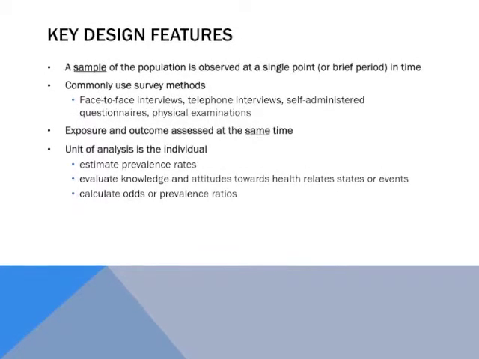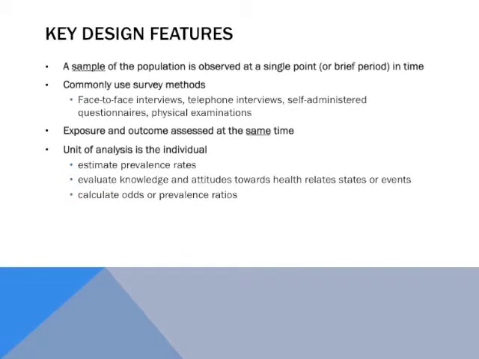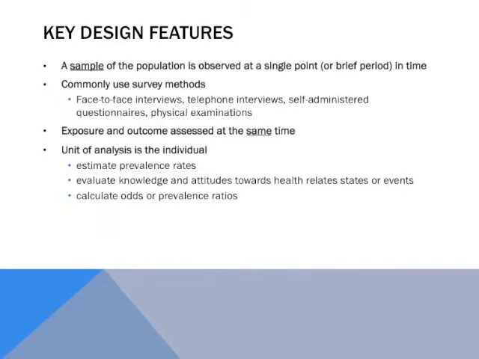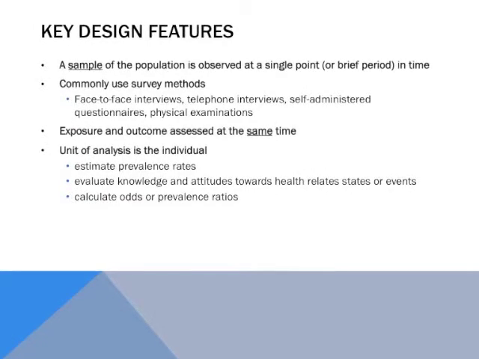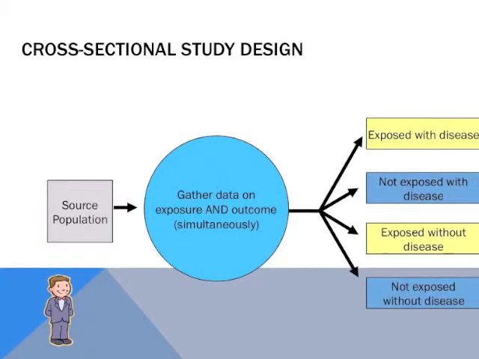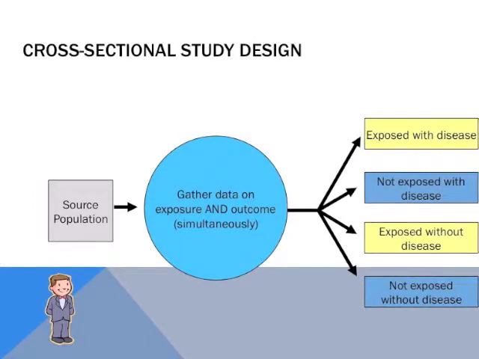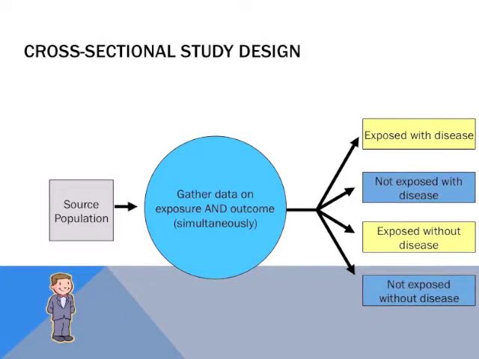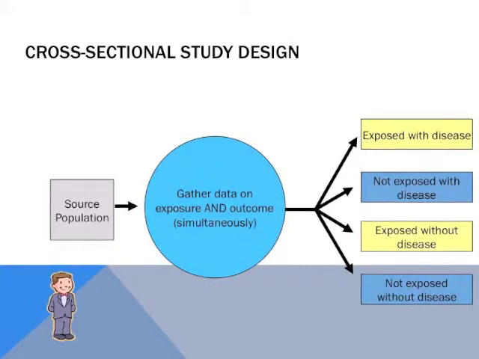The individual level data obtained is analysed descriptively to estimate prevalence rates, evaluate knowledge or attitudes towards disease and health, or the analysis may be analytic, involving the calculation of odds ratios or prevalence ratios in order to describe the association between exposure and disease. In summary, data is collected on a representative sample of the population, with exposure and outcome being ascertained at the same point in time. Participants are then categorized by their exposure and outcome status to calculate a measure of association and evaluate the relationship between exposure and outcome.